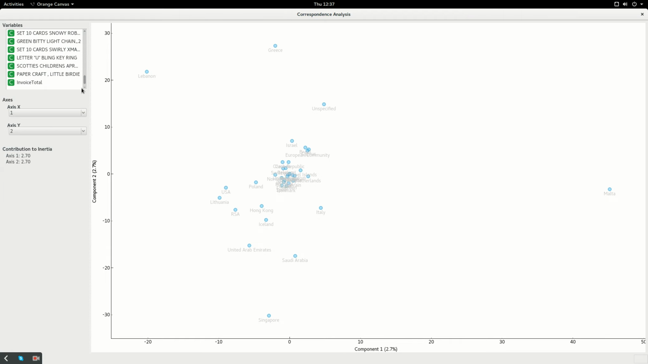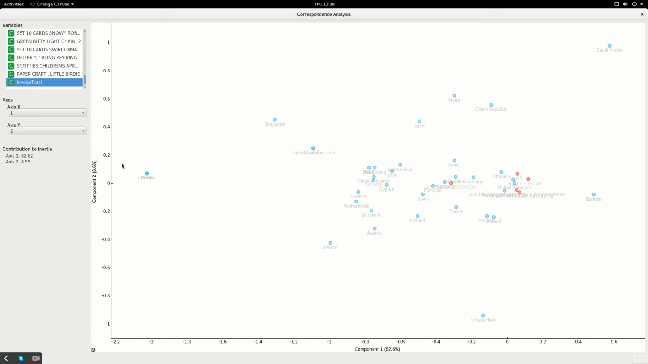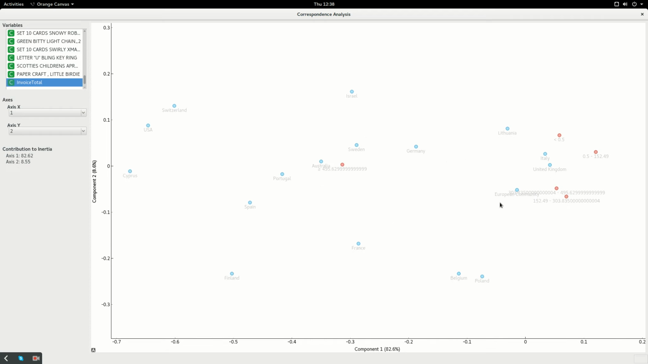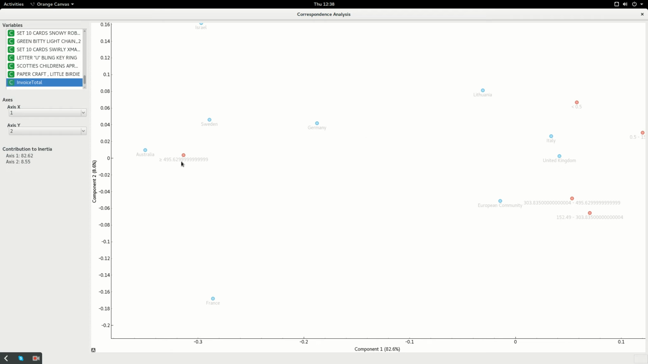So let's try to gain even more detailed analysis. I'm going to stick invoice total, so the 5 categories, 1, 2, 3, 4, 5 categories of transaction value, onto the same graph. And now the graph changed again. And we see that these 4 transaction value bins stick together. Let's zoom in a bit over there. And then there's one set apart, which is the greater than 495 sterling transactions.